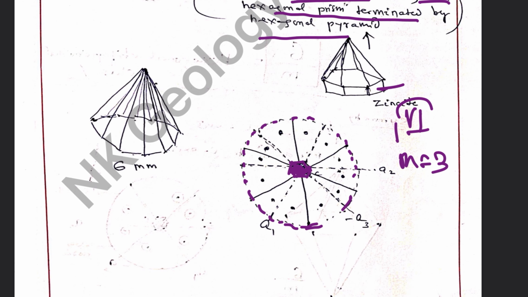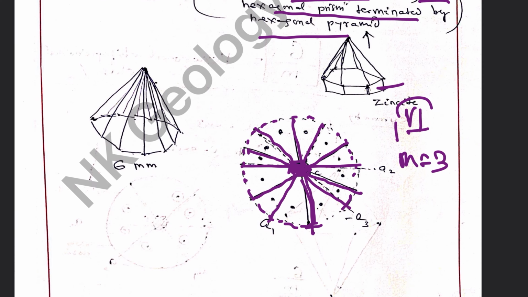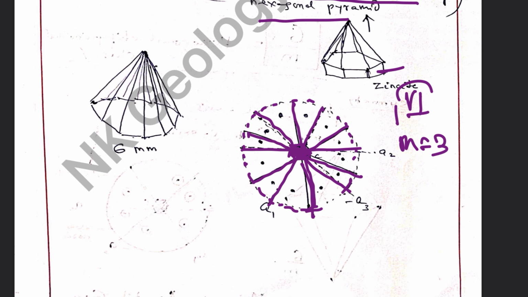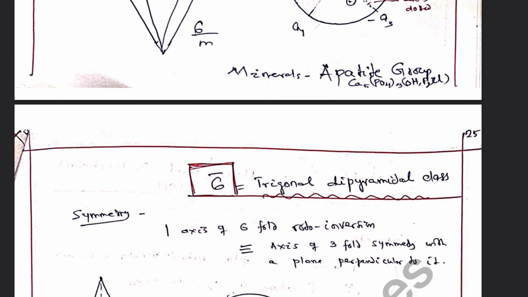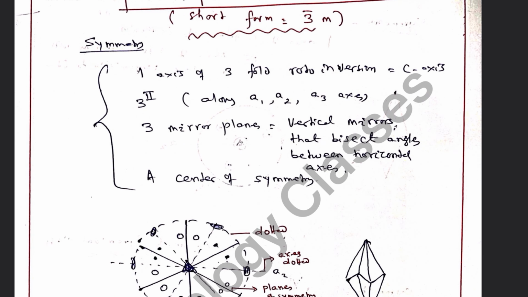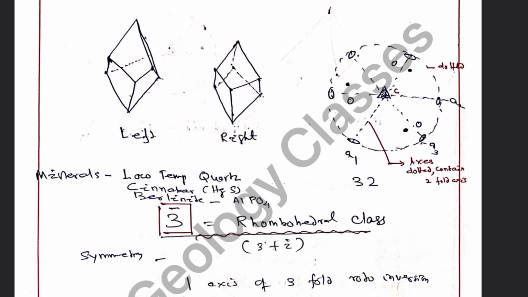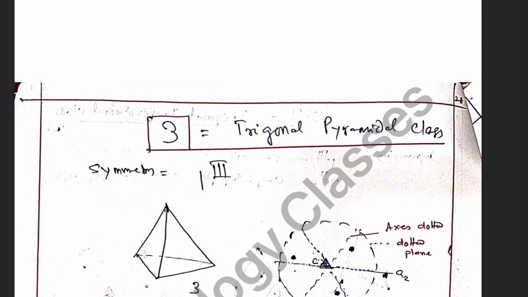Then these are the 3 mirror planes. Besides, these are the 3 mirror planes. So there will be 6 mirror planes. So these are the 6 mirror planes possible in 6 mm.